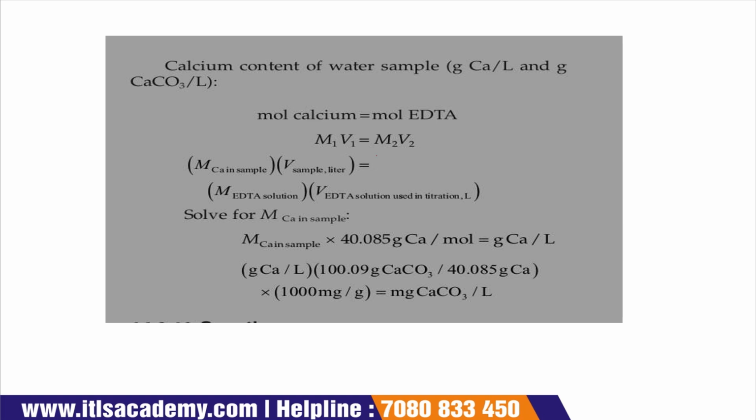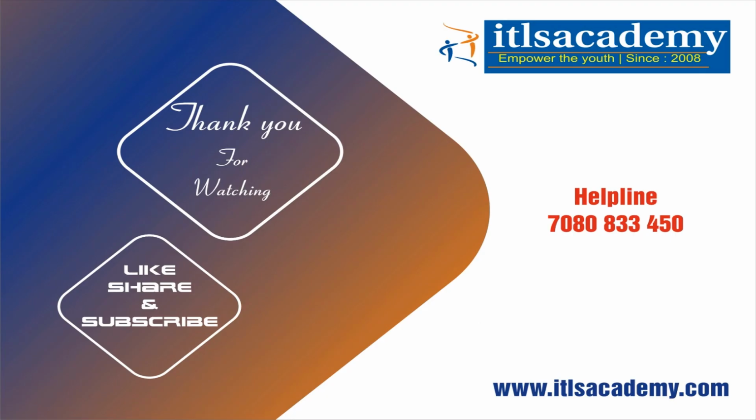Now the calcium content of the water sample can be calculated using the same formula, M1V1 is equal to M2V2. Now M calcium in a sample multiplied by 40 into 0.85 grams of calcium is equal to grams of calcium per liter. When we solve it, we get the amount. So this is all about how we find the calcium concentration and the hardness in water by using the EDTA method.